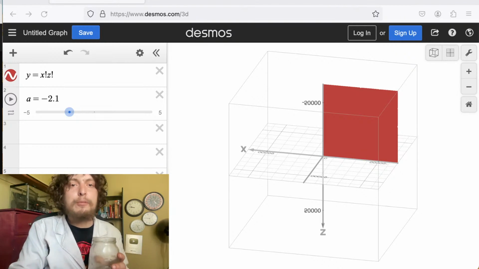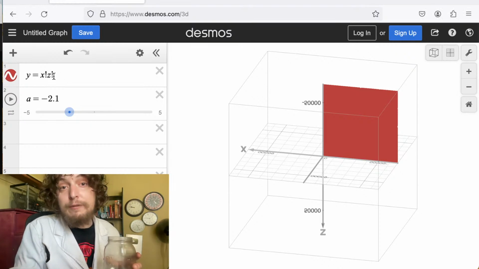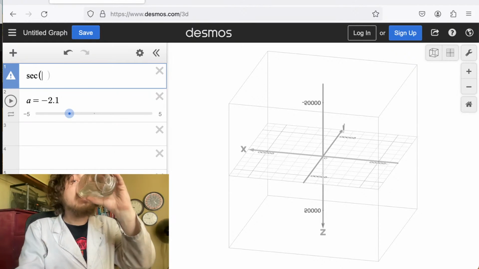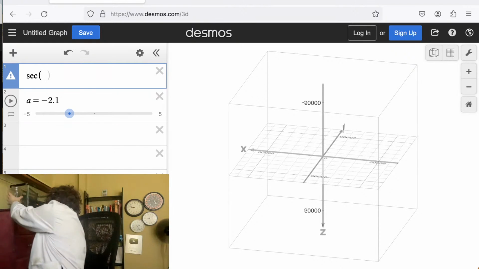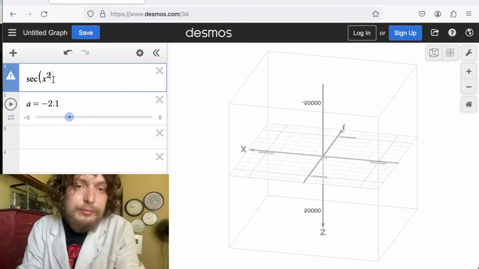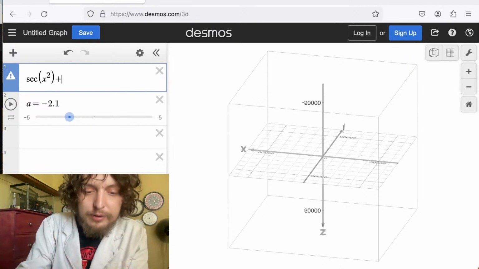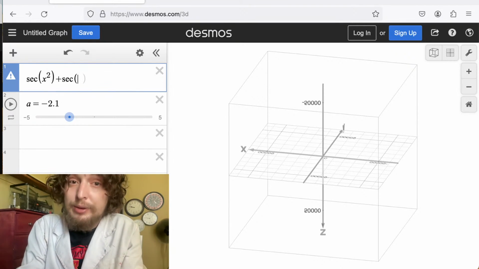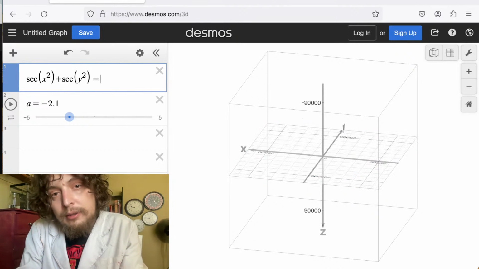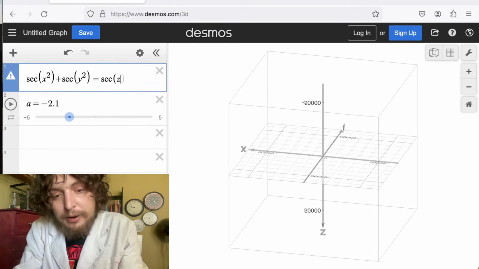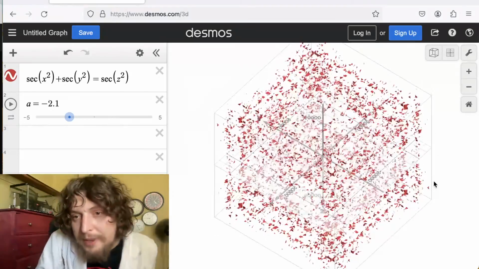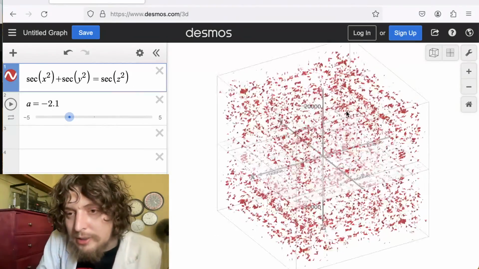So to mess around with a few more graphs, I am going to go back to the trig functions and just try some other ones. Secant of x squared plus secant of y squared equals secant of z squared. The secants went pretty crazy when we tried them in 2D. Are we going to be able to see this at all? Here it looks just like a bunch of dust.